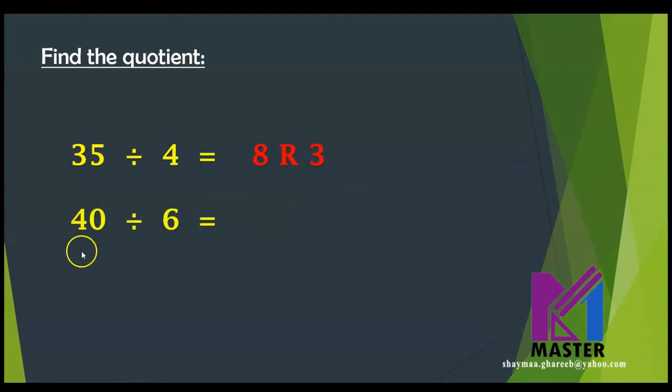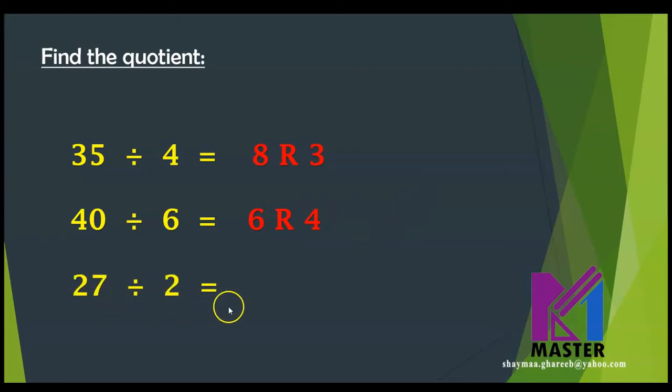Let's see the next example. 40 divided by 6. How many 6's are there in the 40? Let's count on by 6: 6, 12, 18, 24, 30, 36, then 42. So I will stop at the 36, which is the closest multiple of 6 to the 40. There are 6 6's, which makes number 36. So the remainder will be 4. So the answer, or the quotient, will be 6 remainder 4.